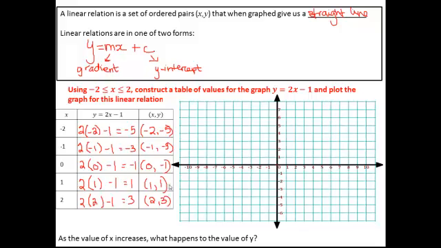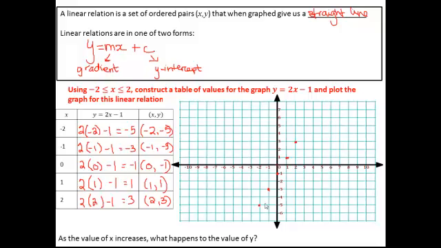And then I can go ahead, now I've got 5 points. You actually only really need 2 points to make a line, but it's always good to do more than 2 just to be sure. Well, I'm going to go ahead and plot these points. Okay, so my first one was -2, -5, which is here. The next one is -1, -3. Then I've got the point 0, -1, 1, 1, and the point 2, 3.